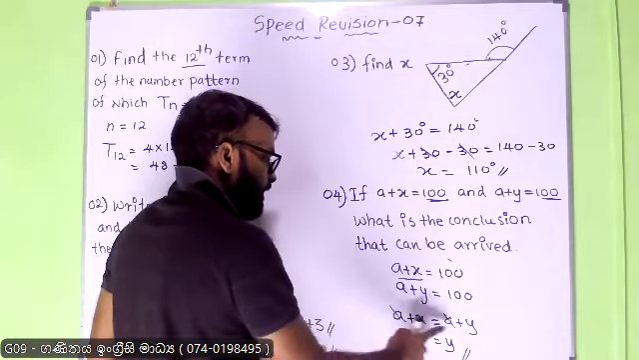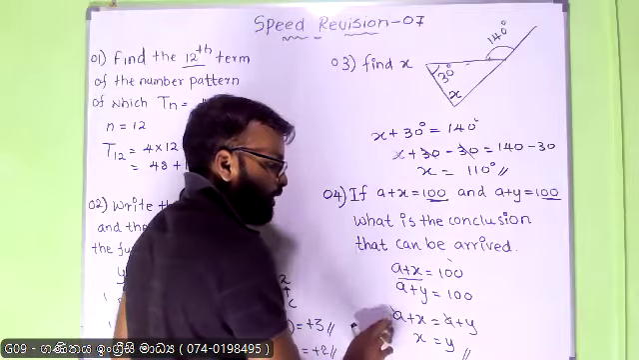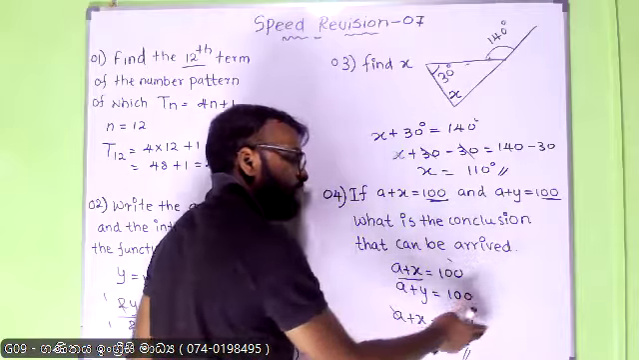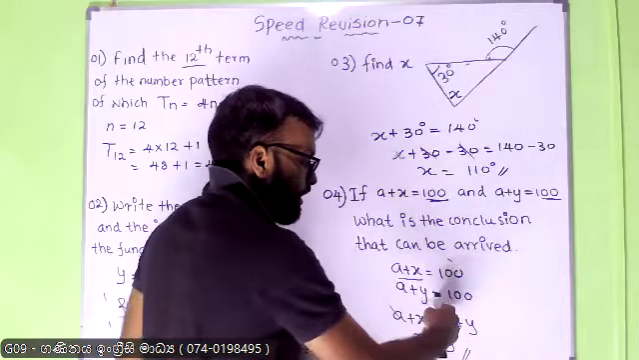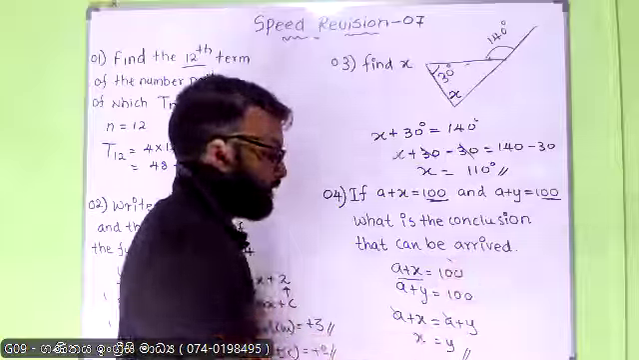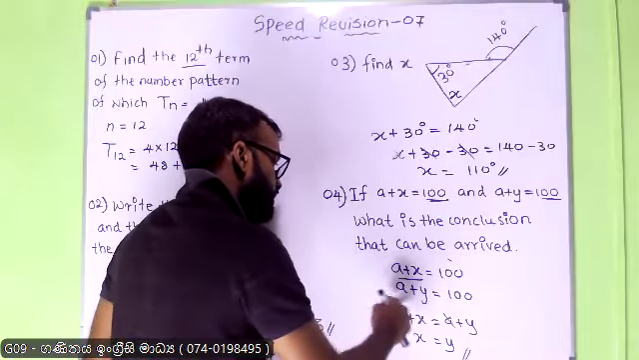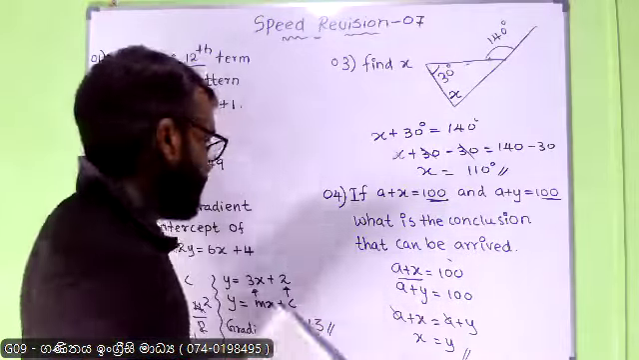You can cancel a and a because this is positive. If you take this positive to this side, it will become negative. So positive and negative, you can cancel out, or you can cancel out directly this side and this side. x equals y. Alright.